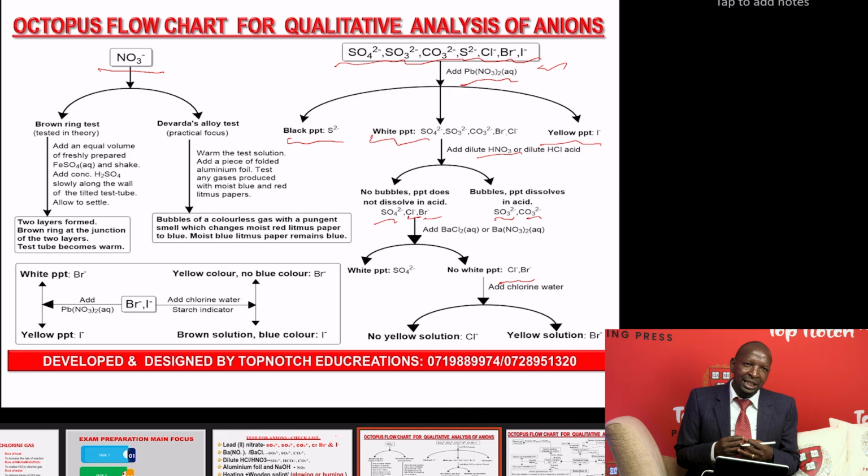I can tell you that there is no exam that you'll ever do that uses either concentrated sulfuric acid, concentrated nitric(V) acid, or concentrated hydrochloric acid. So we only use dilute acids. So this use of the brown ring test is only applicable in theory. And how can it be tested?